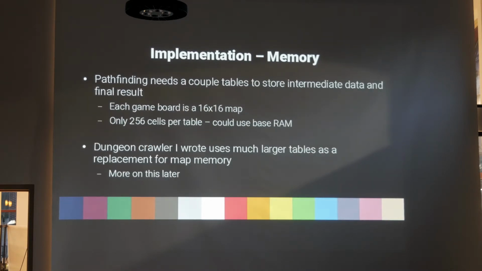So the pathfinding needs a couple different tables to store the intermediate data and the final result. It actually would work out pretty well here. I could use the base RAM because each game board is only a 16 by 16 map, so you've only got 256 cells, 256 bytes, basically, because there's no way you're going to move farther than 255 spaces. A dungeon crawler I wrote happens to use much larger tables as a replacement for the map memory. I'll be talking about this a little bit later in the presentation.